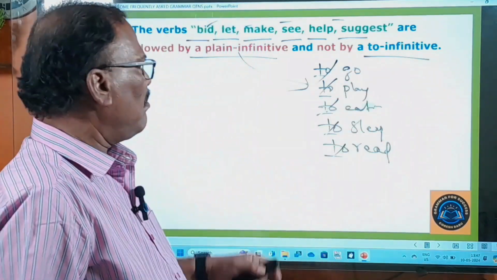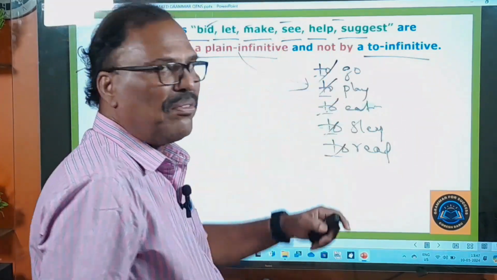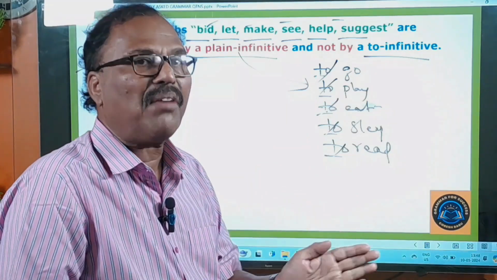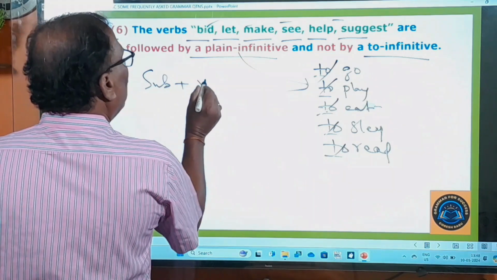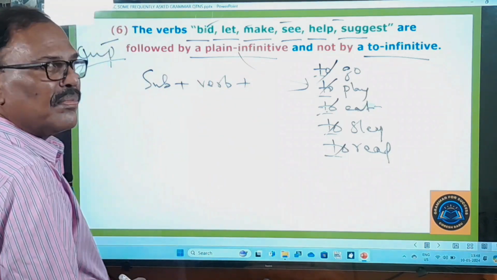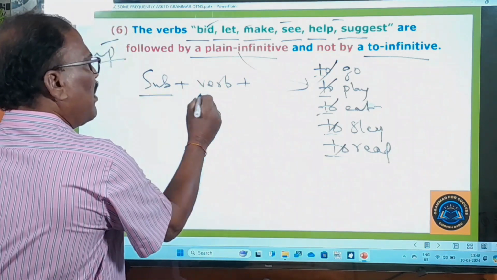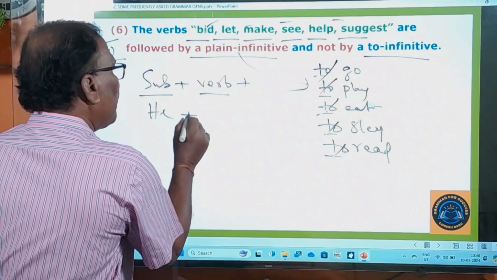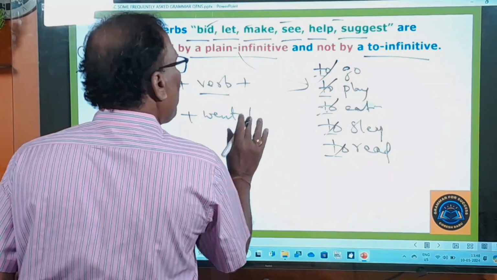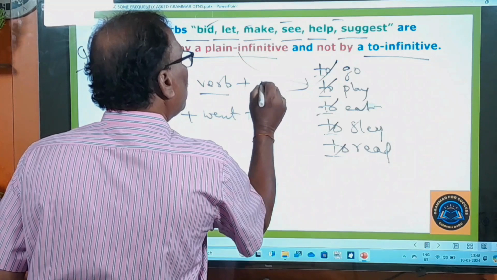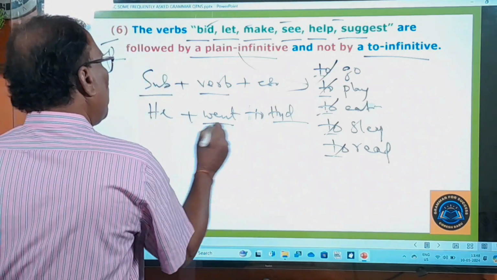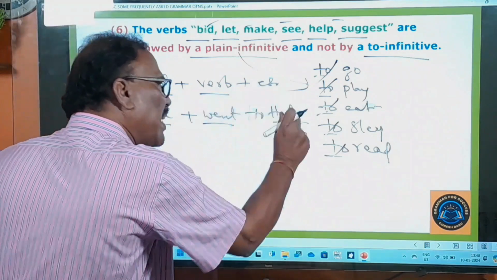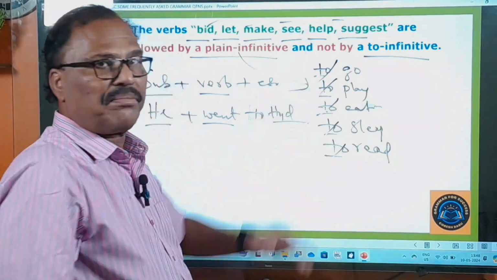See here, this to infinitive, plain infinitive, all this problem will come only after the main verb, because you know very well: subject, verb. Subject will be there, verb will be there. After that, he went to Hyderabad. Subject is there, verb is there. After that, verbs will be occurring here.